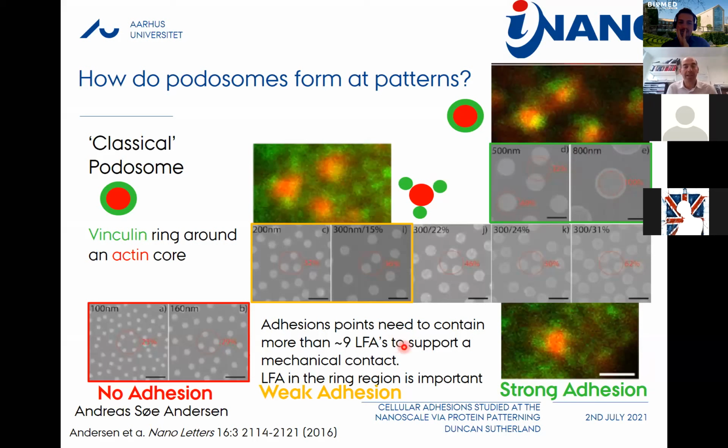So we come up with this idea that there's 2 things involved. One is that there needs to be at least 9 LFAs in order to form, none of these LFA1s in order for integrins to be able to form an adhesion. And then once you have an adhesion, it sort of matters how many there are.